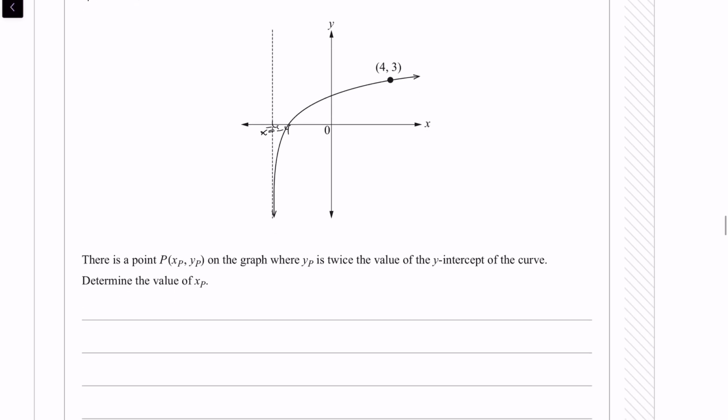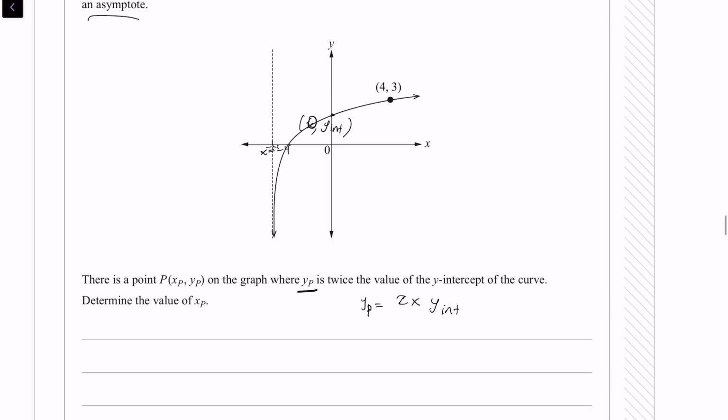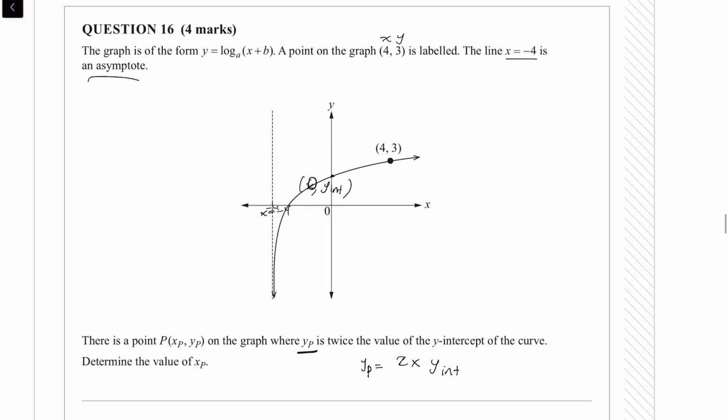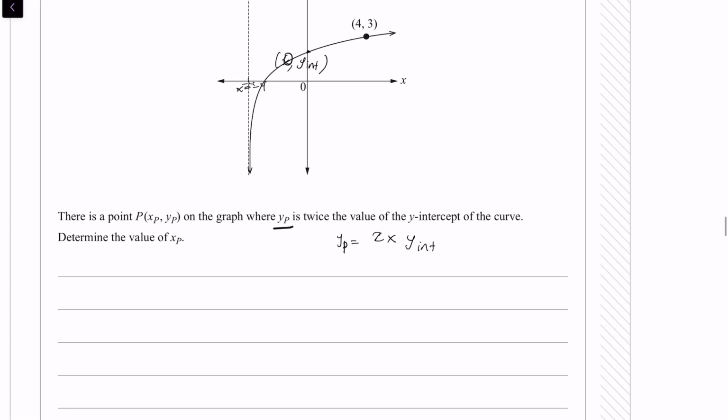Okay, and we also know we're trying to find where yp is twice or 2 times the y-intercept of the curve, which is this point here. Okay, so I might make that y-int, but it will also have an x value as well, which will be 0. Okay, because y-intercepts, their x value will always be 0. So we know that's given. Okay, so that's really what we know at the moment. And we're trying to find the value of xp, however.